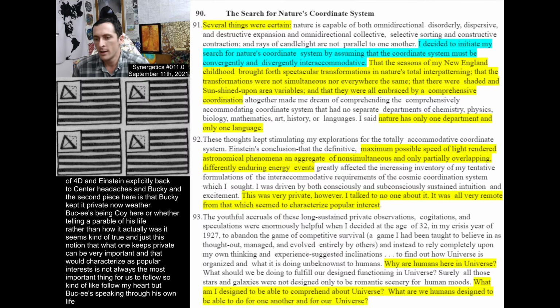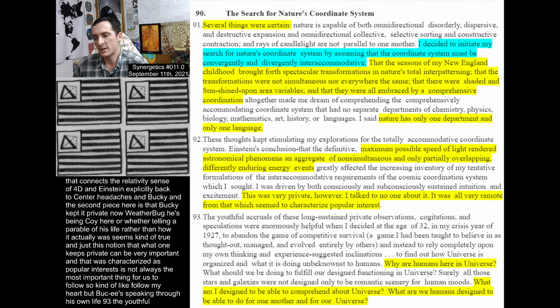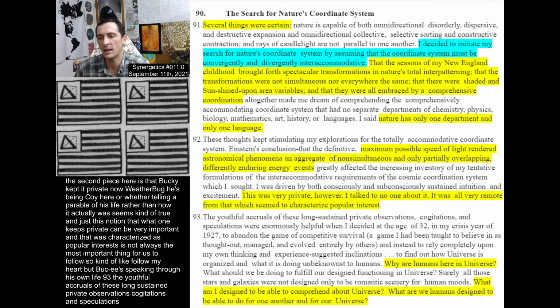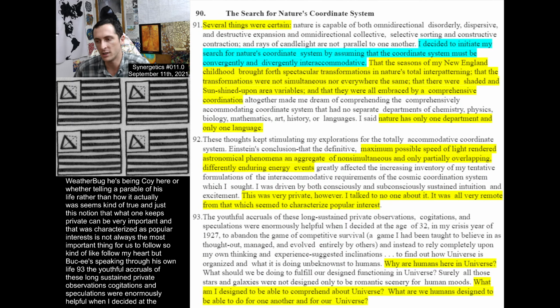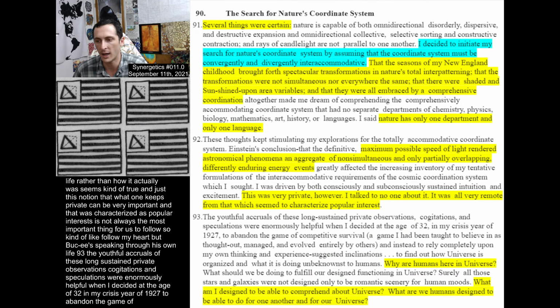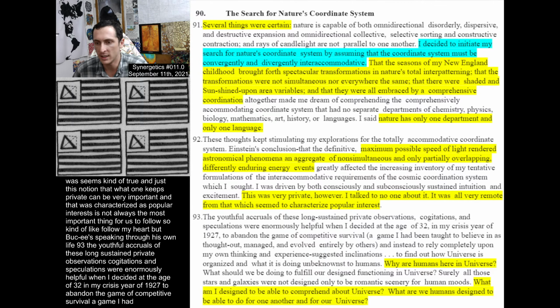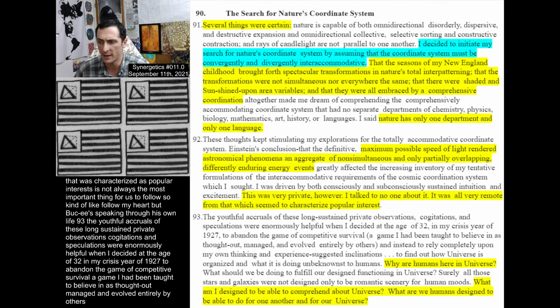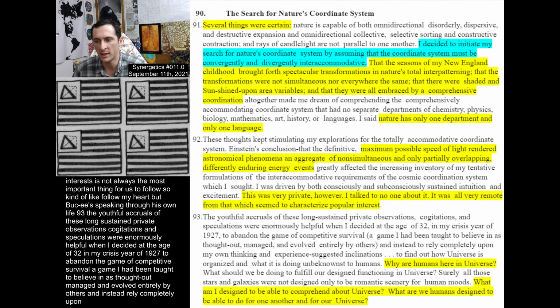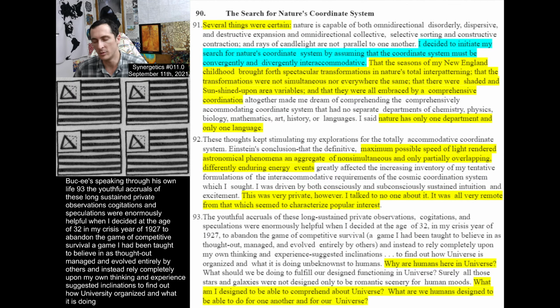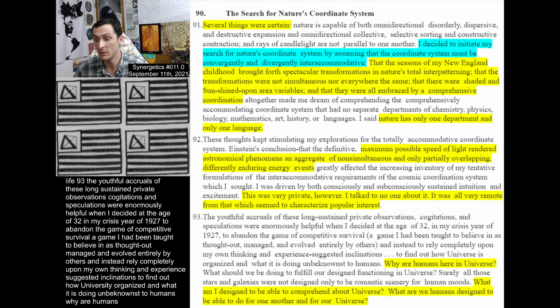93. The youthful accruals of these long-sustained private observations, cogitations, and speculations were enormously helpful when I decided at the age of 32, in my crisis year of 1927, to abandon the game of competitive survival, a game I had been taught to believe in as thought out, managed, and evolved entirely by others, and instead to rely completely upon my own thinking and experience-suggested inclinations, to find out how universe is organized and what it is doing unbeknownst to humans. Why are humans here in universe?